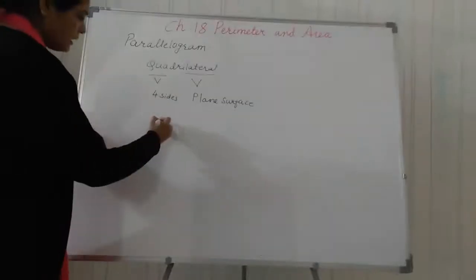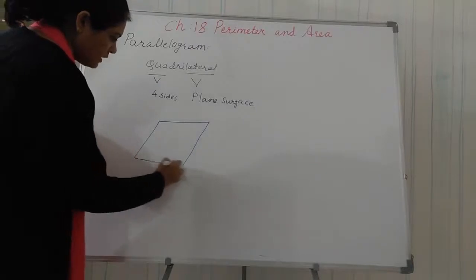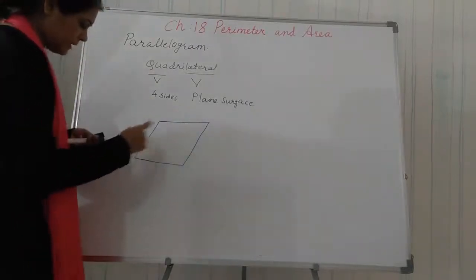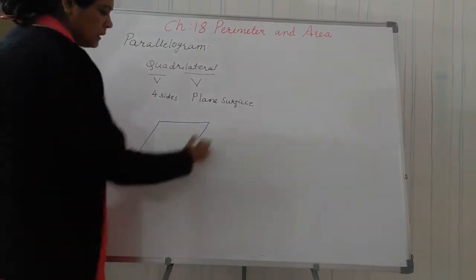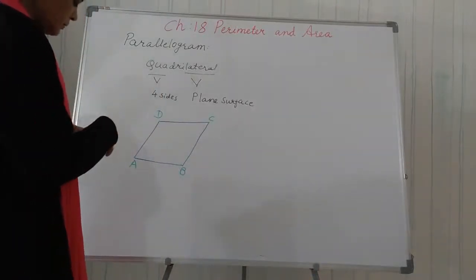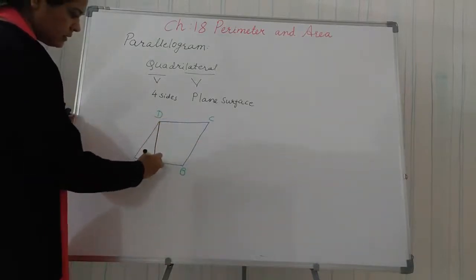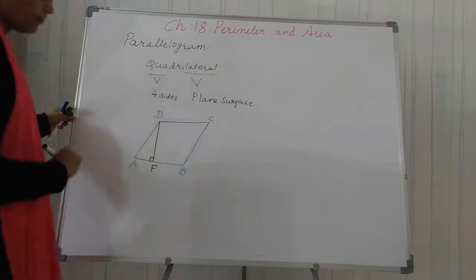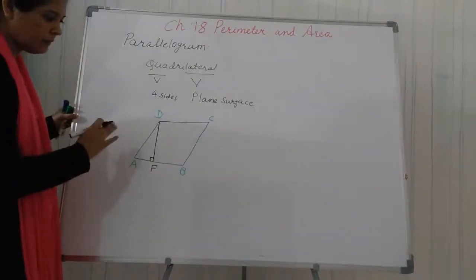This is the parallelogram which I am drawing here. This shape we call a parallelogram, which has four sides and is a closed figure. Let me name it A, B, C, D. Now suppose I draw a perpendicular line, and name the point F. This becomes a right angle triangle.